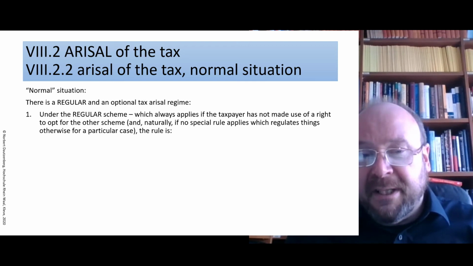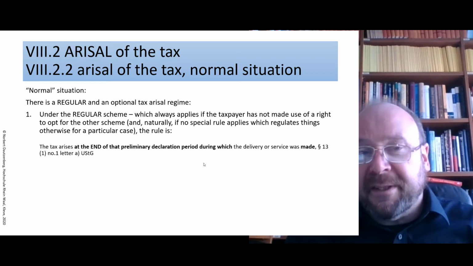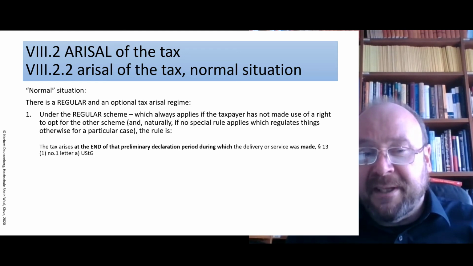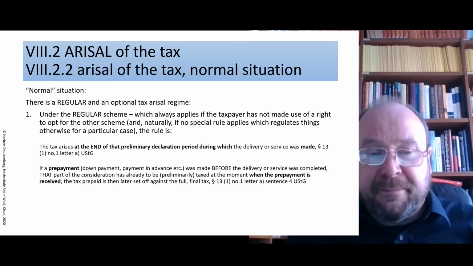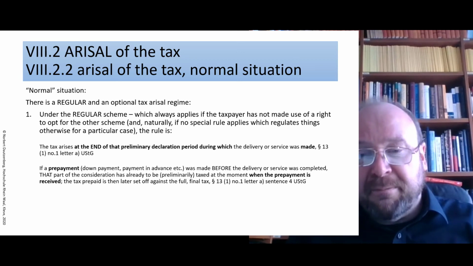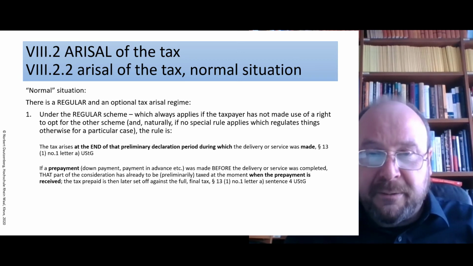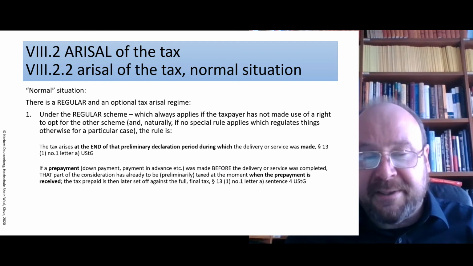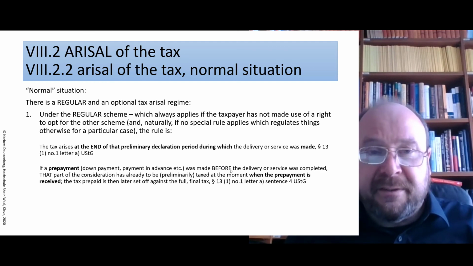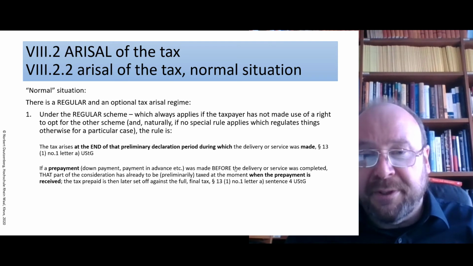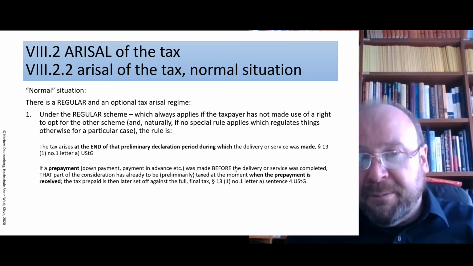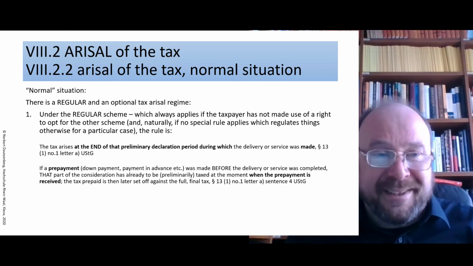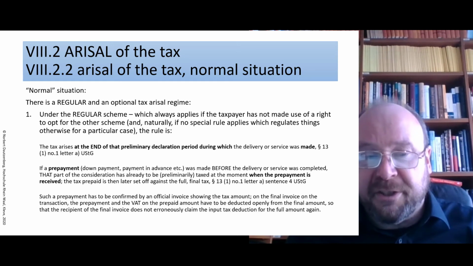The regular scheme has as the basic rule that the tax arises at the end of that preliminary declaration period during which the delivery or service was made. That's in paragraph 13. If a prepayment was made before, then the prepayment has already provisionally to be taxed, and later, when the delivery or service has been completed, the tax arises definitively and the prepayments are set off against the final tax obligation.